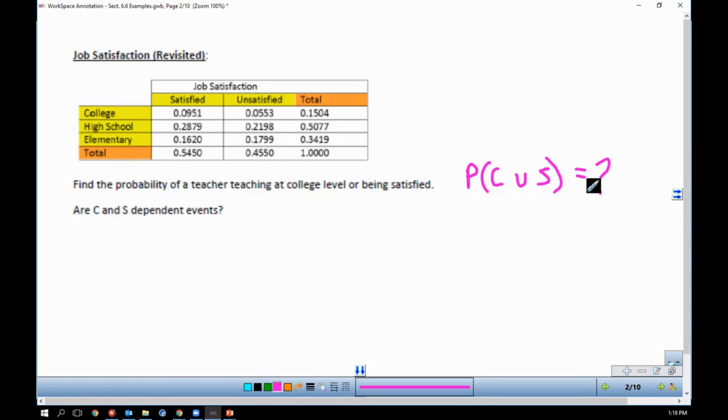Now they ask us, are C and S dependent? What was a quick way, I said yesterday, that if we're given a table we could test for independence? That's right. So, if I did probability of, I'm writing these backwards, but, okay.